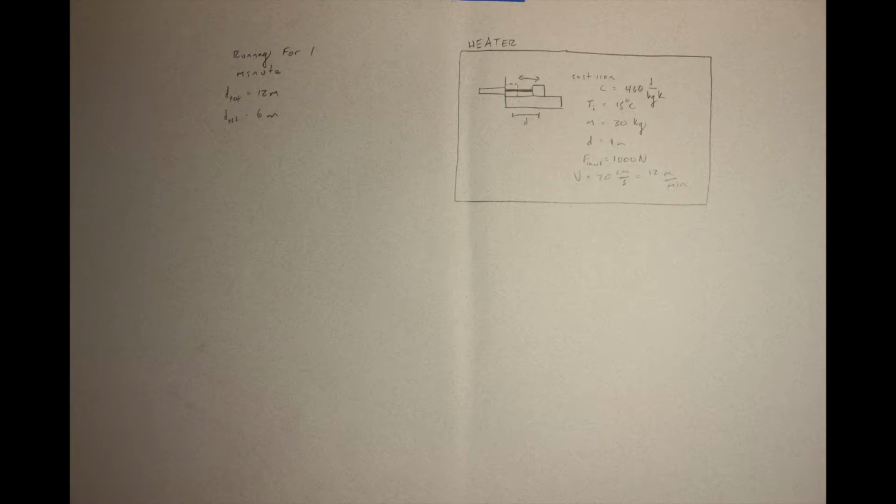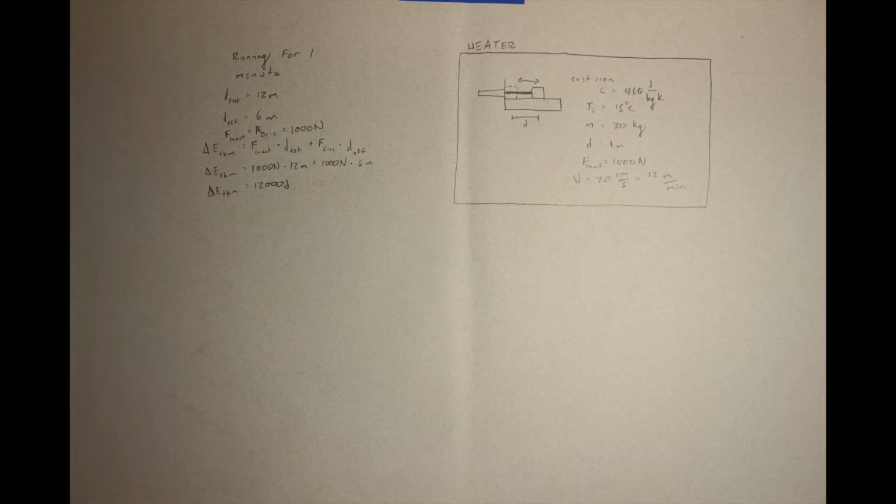The change in thermal energy is equal to the force of the linear actuator dotted with the total distance, plus the force of the friction dotted with the effective distance. Because this is the only interaction, the force of the linear actuator is equal to the force of friction, which is all 1000 newtons. Filling what we know in, we find that the change in the thermal energy is equal to 18,000 joules.